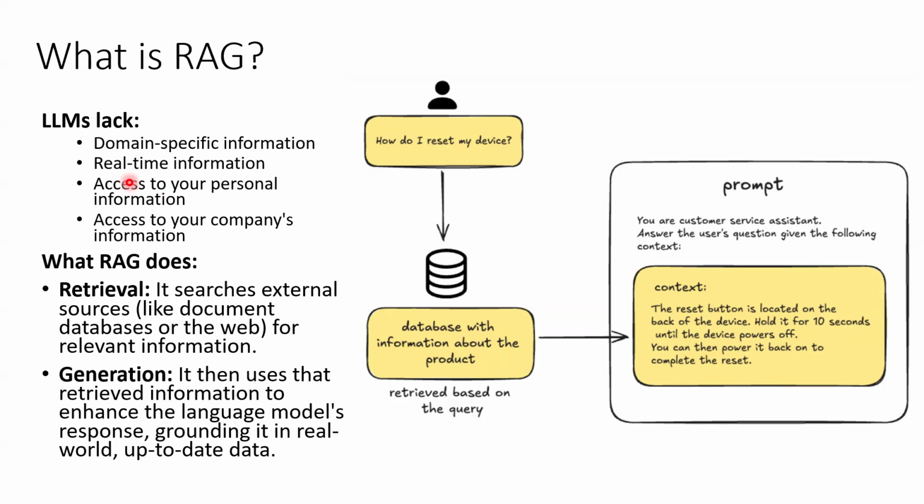So the LLM also lacks personal information. And the fourth is the same thing, access to the company's information. Personal means your Gmail or your own accounts, Notion databases, and company's information as I described, the data which is private to that company. Right. So any LLM which has been trained lacks these kinds of information.